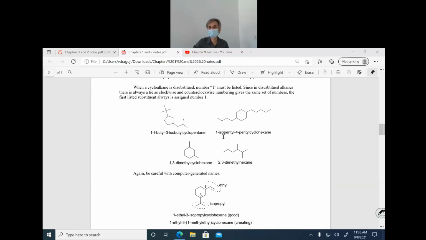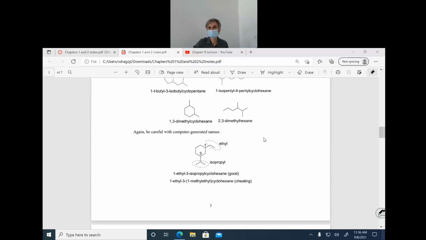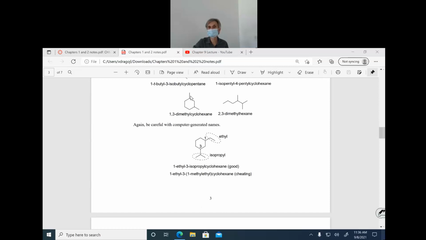And here we have 1-isopentyl, 4-pentyl. These 2 examples indicate what is alphabetized and what isn't. So t, which is separate from the rest of the name, is not alphabetized. So it's B versus I when you look at alphabetic order. But iso is part of the name, isopentyl. So it's I versus P. So I comes first, isopentyl versus pentyl. And now you can see 1,3-dimethyl. We have to list both numbers, same as in the case of 2,3-dimethyl open chain compound.